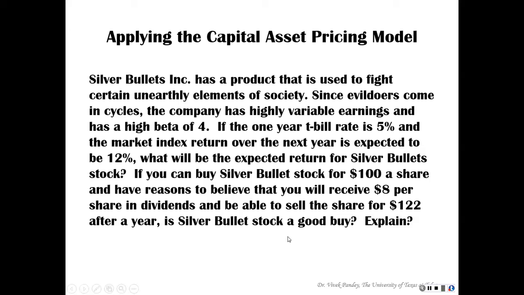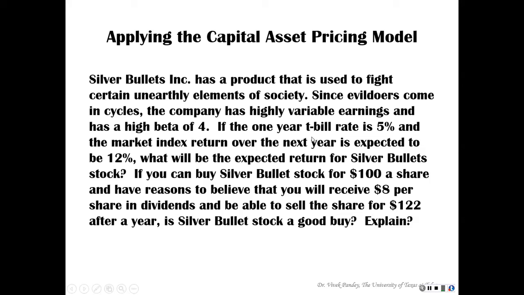So let's look at this example. Silver Bullets Incorporated had a product that's used to fight certain unearthly elements of society. Since evildoers come in cycles, the company has highly variable earnings and has a high beta of 4. Now, if you remember, the market portfolio has a beta of 1. As a matter of fact, since the market portfolio is comprised of all assets, we can say that the average beta across all assets is 1. So a beta of 4 is 4 times that. So it's a pretty risky company, right?